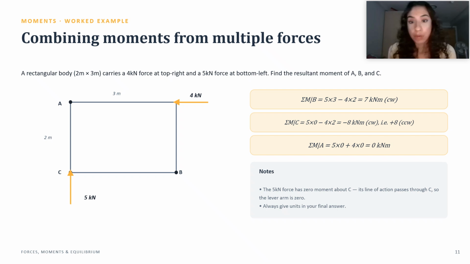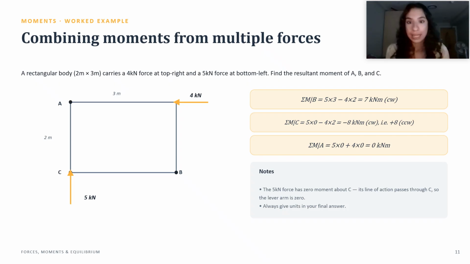Okay, now the moment on pivot C. Now, when you have a force that is acting on the pivot and you are finding the moment about that pivot, that force disappears, because there is no distance between that force and the pivot C. So if you do 5 times 0, it's going to give you 0. That's the force that's acting on the pivot. Now, we have 4 kilonewtons though, and it's 2 meters away.